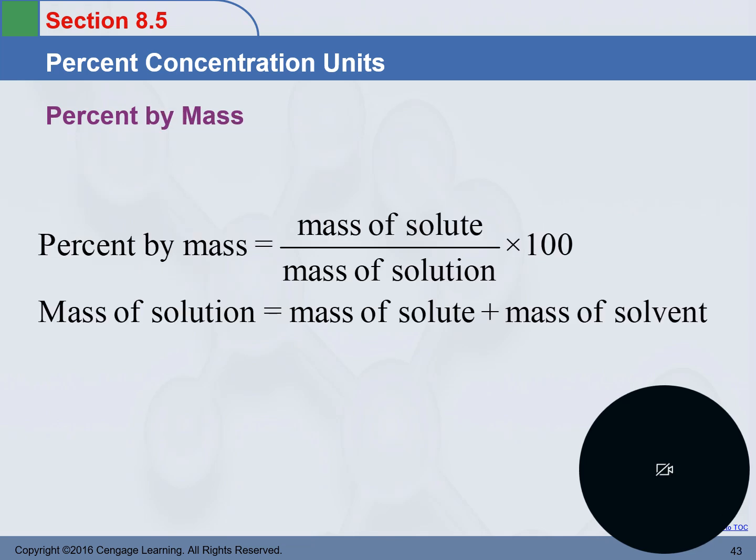The first percent concentration is a formula given here, and the percent by mass is as follows: the mass of the solute divided by the mass of the solution times 100. But you got to keep in mind that the solution has two things in it. It has a solute and it has a solvent. Make sure your units are matching too on this one.